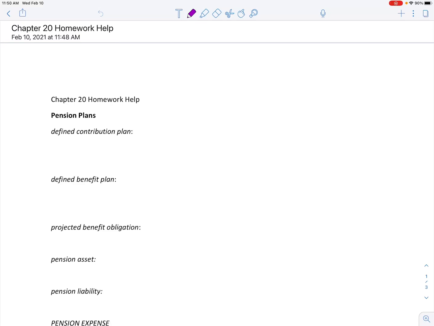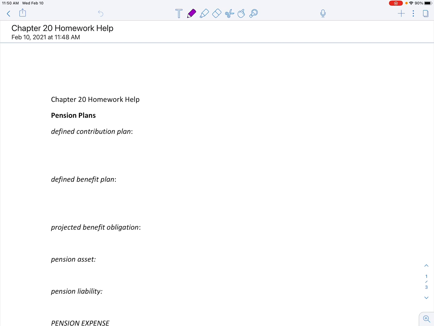In this chapter, we talk about pension plans. And if you understand the concept of all of these words or the definitions of them, it's going to be really helpful when we start getting into the calculations and the journals. So we're going to spend some time going through what each of these words mean and how they impact the pension plan. The first thing to understand is the difference between the kinds of pension plans that are offered.